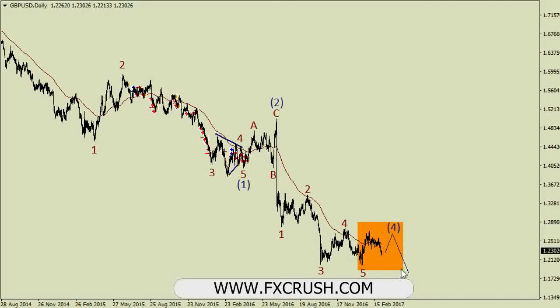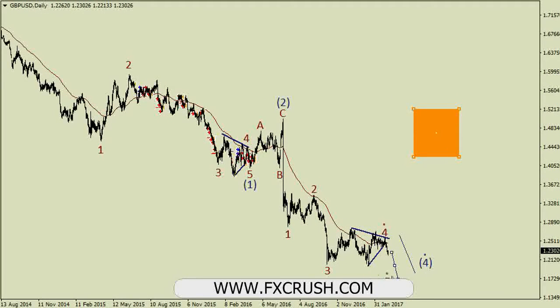But it also could turn out like a triangle in wave 4, like this. It's an upper side and the lower side of this pattern, and this wave could move here. So, in this case, bears are going to deliver wave 5. Like this, and this wave moves here, like this.